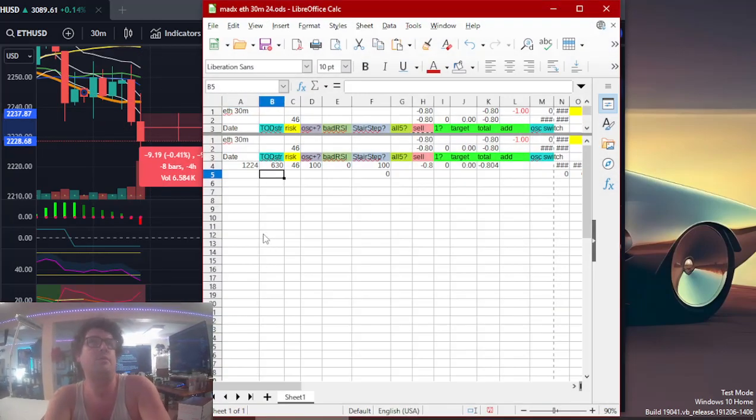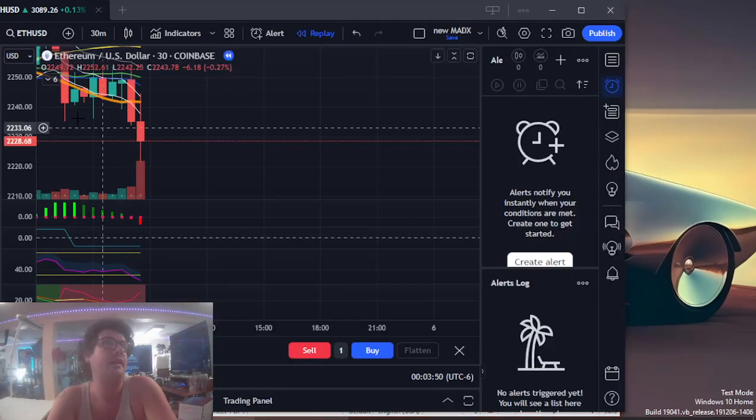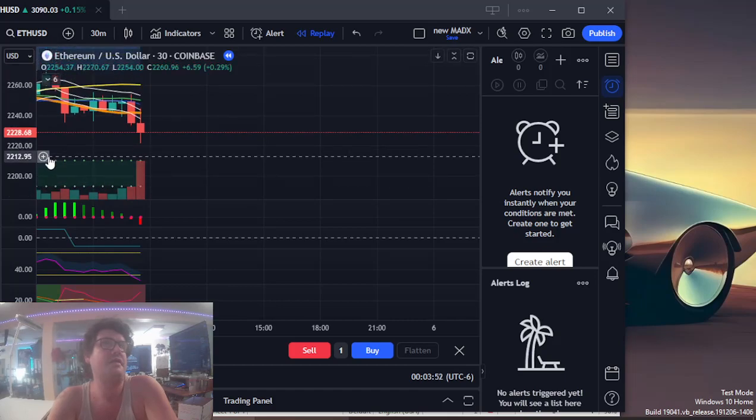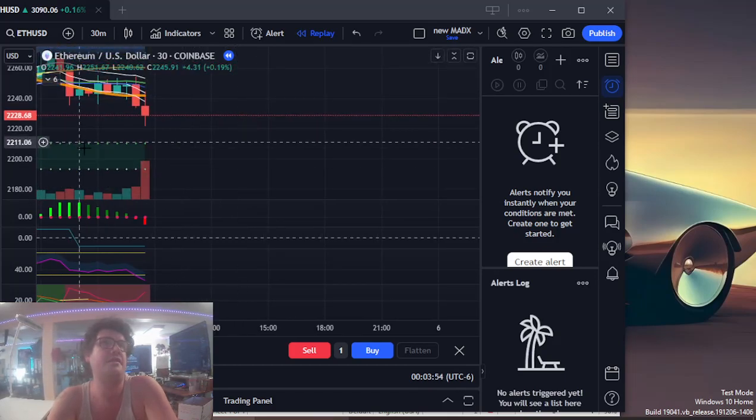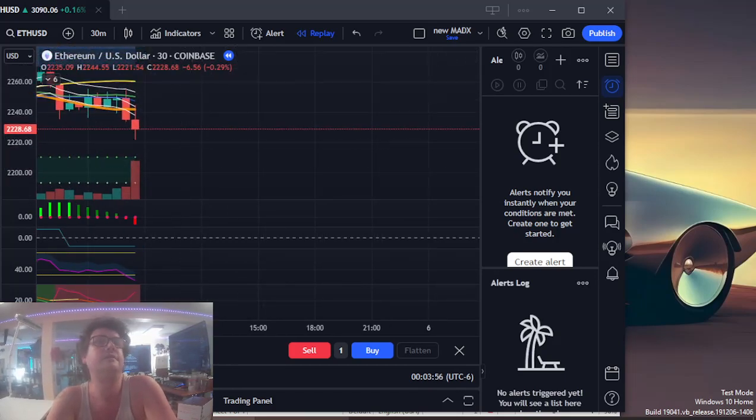So that's 4-1, and that's 1-5-24, and it's 8-30. Oscillators going the right way. We have good RSI, not bad RSI. So let's see what's going on here. There's a good chance this could make it to this green zone.